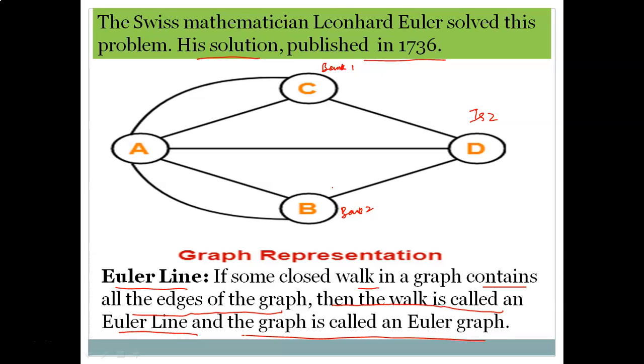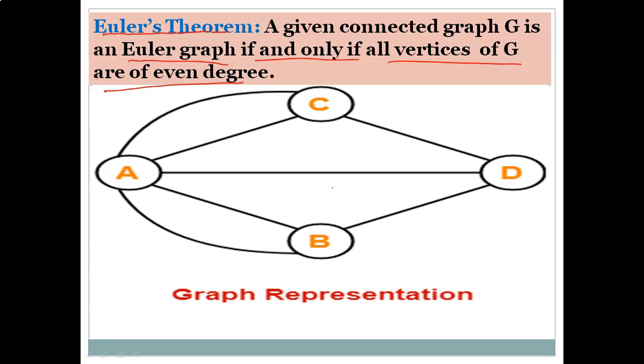Now the problem of the people of the city was: is it possible that we start from one point or one vertex, and after crossing all the edges exactly once, return to the same point? In fact, the problem was equivalent to finding an Euler line in this graph, or this graph becoming an Euler graph. That was the situation. But for the Euler graph, Euler gave one theorem: a given connected graph G is an Euler graph if and only if all vertices of G are of even degree.